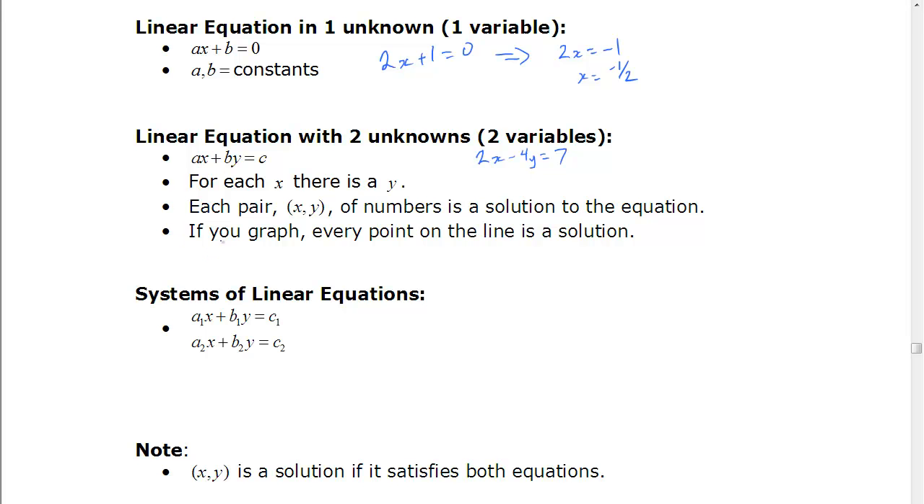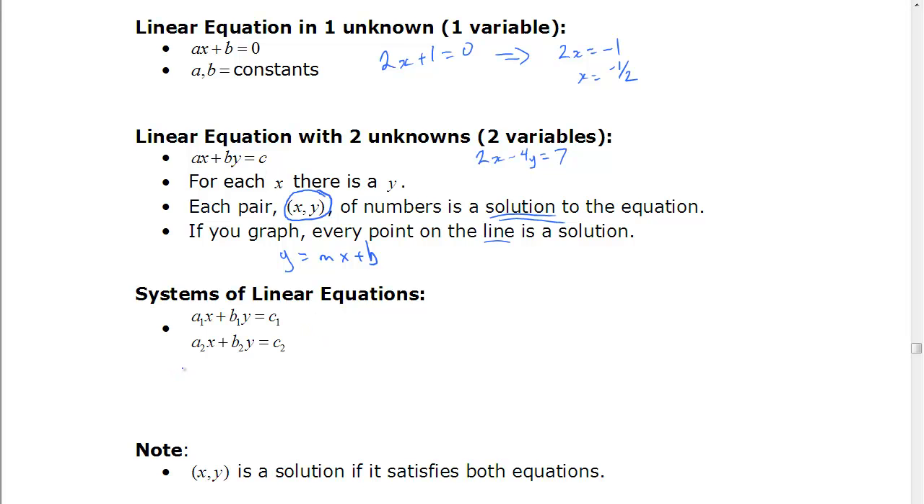Also, in discussing linear equations with two unknowns, we need to know that an xy pair, written x comma y, can be a solution to the equation. So a pair xy is what gives us a solution, not an x or a y alone. And if we graph this, typically written y equals mx plus b, where m is the slope and b is the y-intercept, and we'll see that shortly, we get a line, and every point on the line is a solution because every point on the line satisfies the equation.